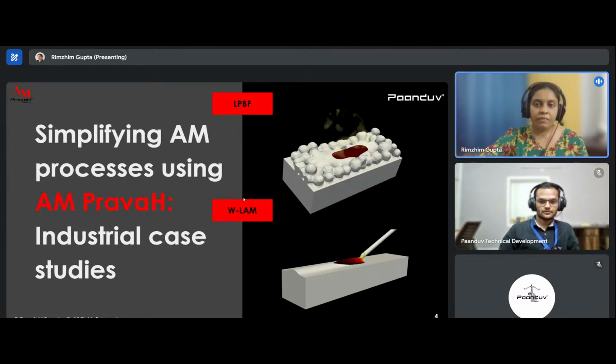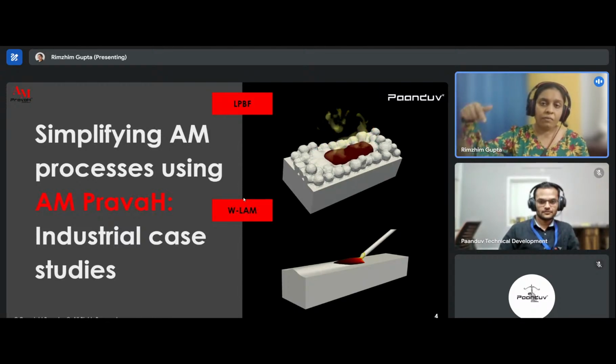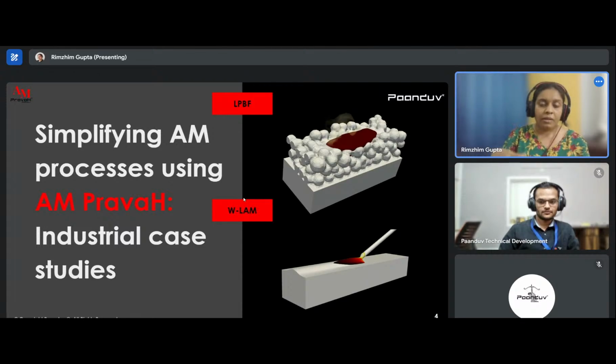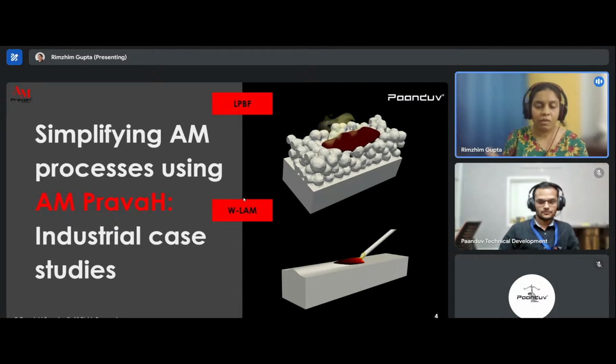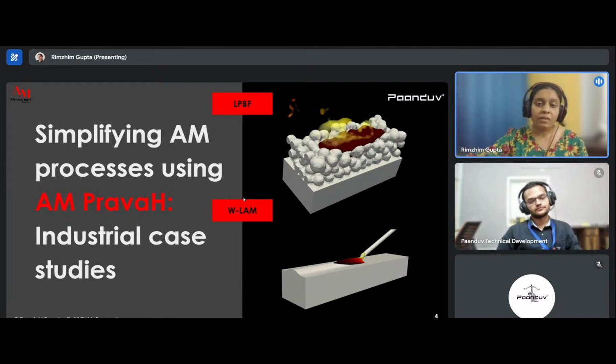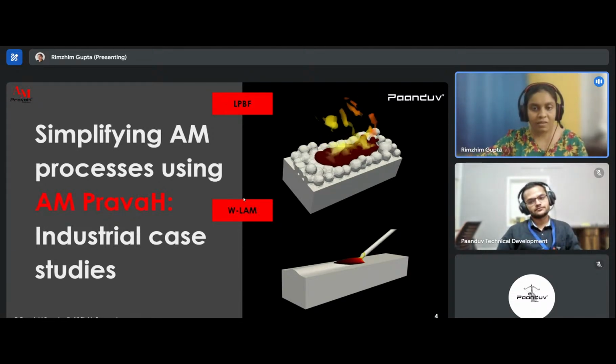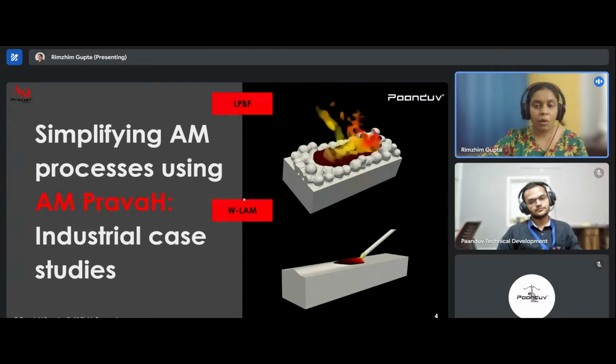So in today's webinar, we are focusing on two processes. The first one is LPBF, or laser powder bed fusion, in which there is layer by layer spreading of powder. When the laser is applied onto the powder, multiple physics phenomena occur, such as melting, vaporization, and solidification. This is the intrinsic physics that we are trying to capture using AM Pravah. The second process that we are going to capture in today's session is W-LAM, which is wire-based laser additive manufacturing, or in general terminology, wire DED, directed energy deposition.